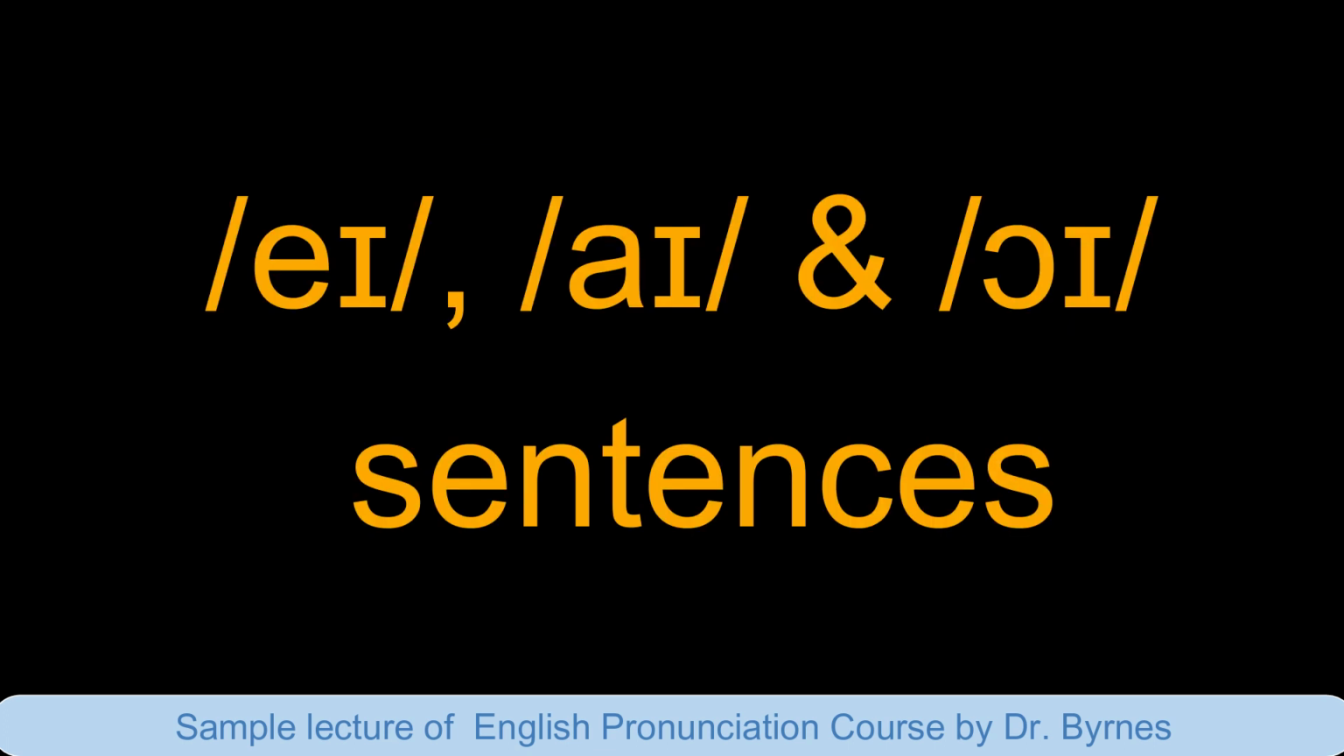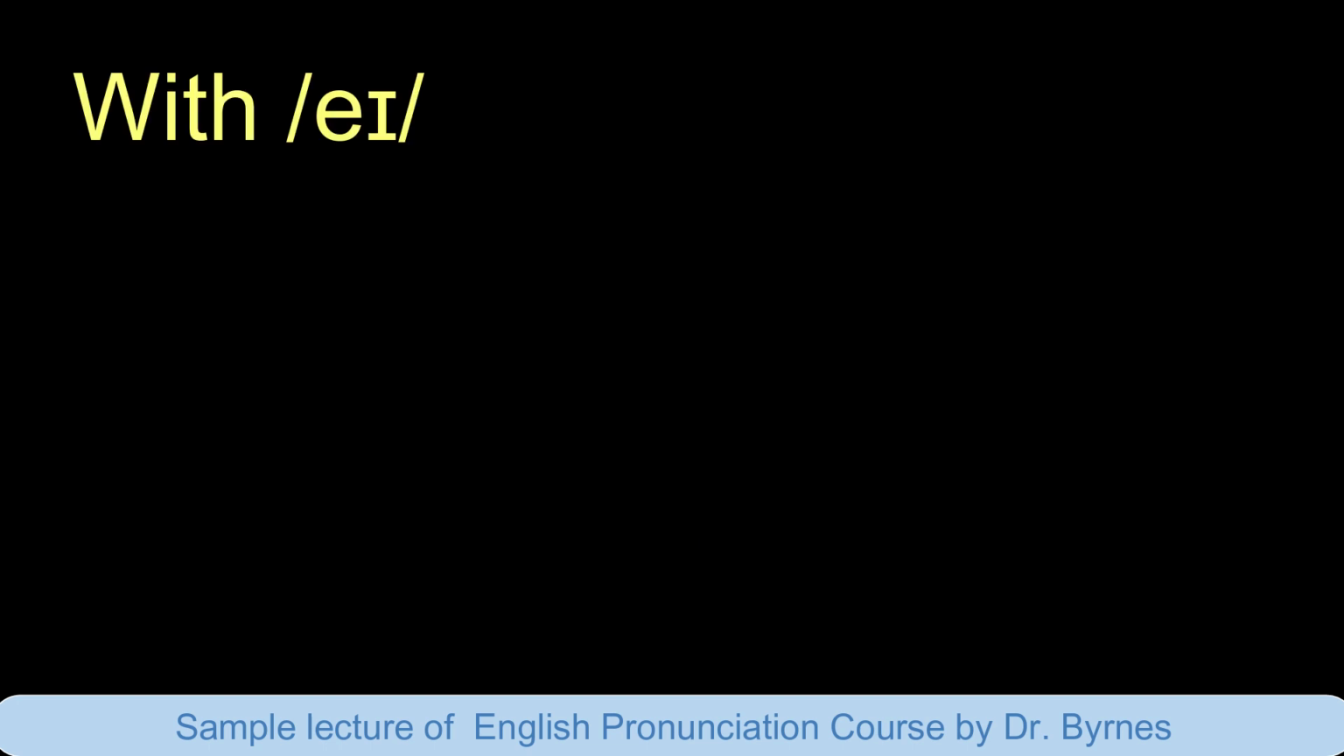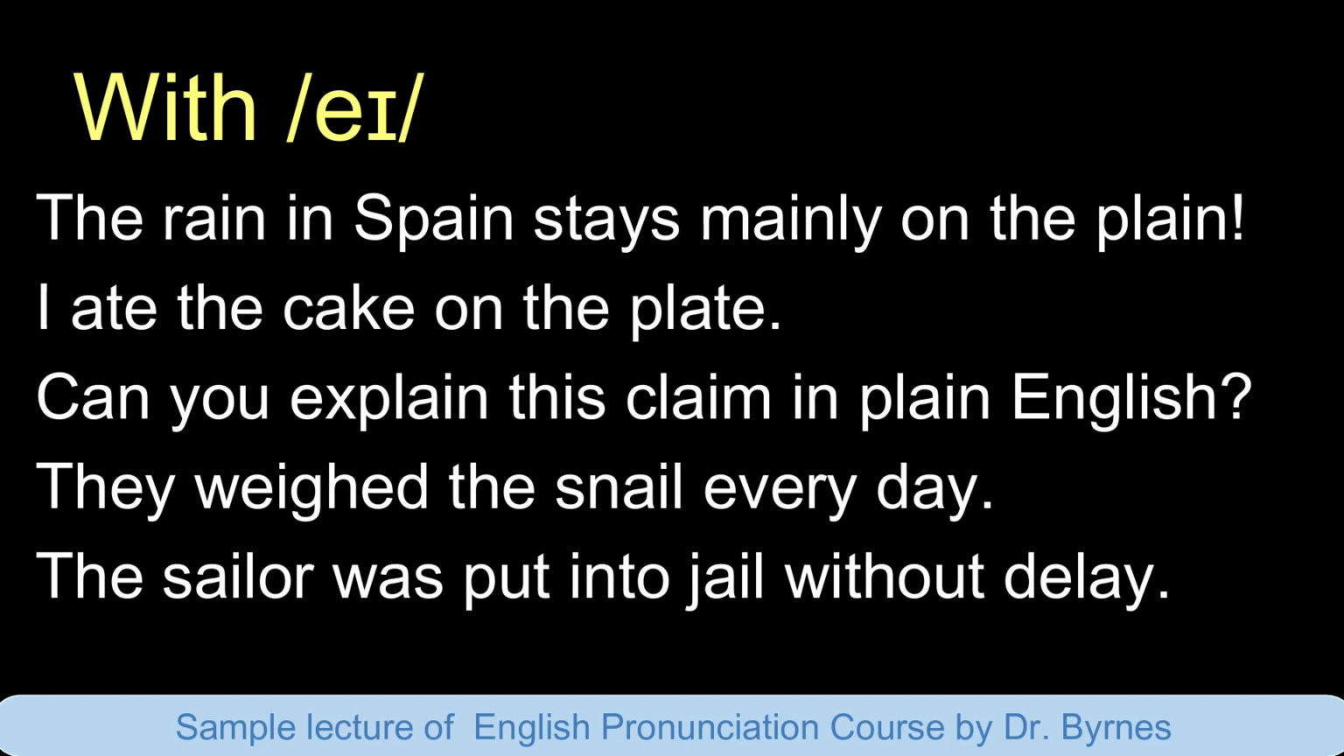These are sentences with the A, I, and oi sounds. With A: The rain in Spain stays mainly on the plain. I ate the cake on the plate. Can you explain this claim in plain English? They weighed the snail every day. The sailor was put into jail without delay.